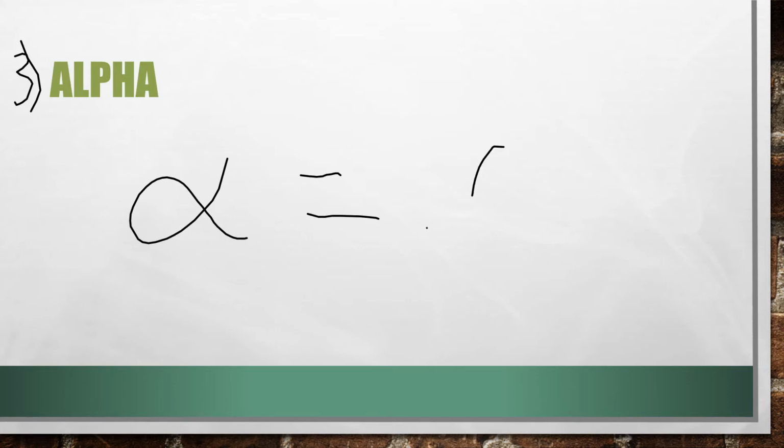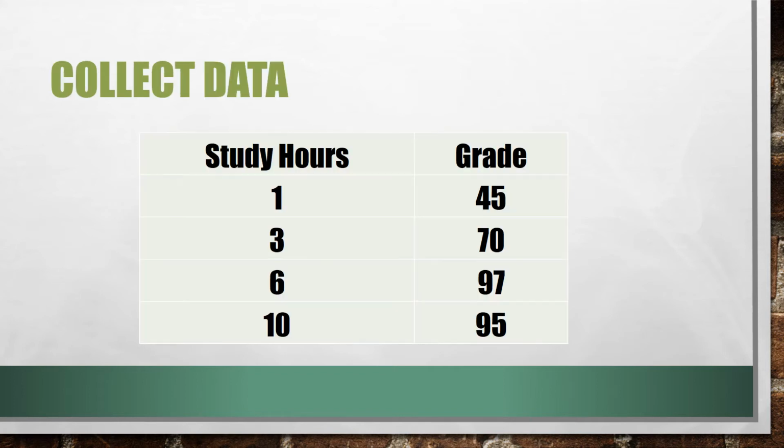Alright, and then the third step is usually your alpha, and if I don't tell you differently, use 0.05. Because that's the most common one, and that's what we always use in psychology, so we're just going to make it 0.05. Then our fourth step would kind of be to collect data, but we usually don't write this down as one of the steps.